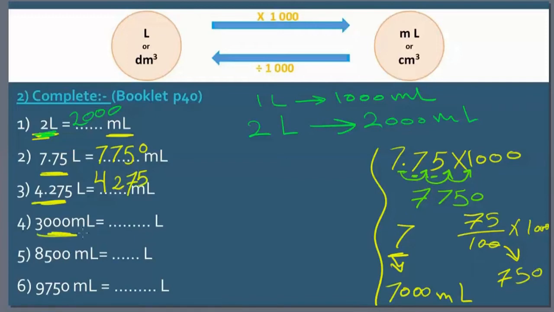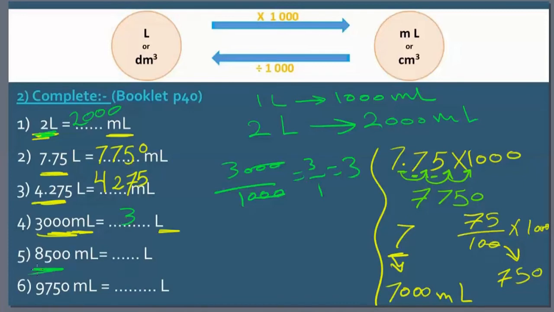Okay, here I will convert from milliliter to liter. Okay, so here I need to divide, and I have 3,000. So I will divide by 1,000 here. 3,000 divided by 1,000. Yes, 3 zeros with 3 zeros. So the answer is 3 over 1, which gives me 3.